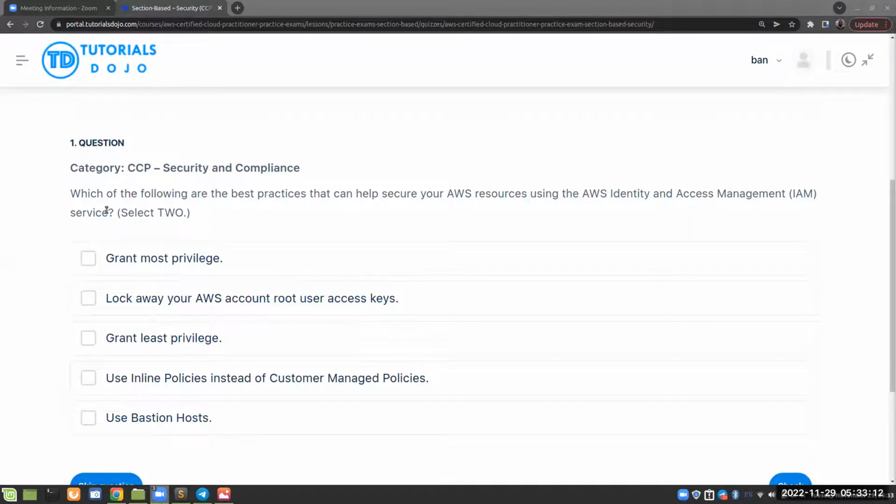So on this question: which of the following are the best practices that can help secure your AWS resources using the AWS Identity and Access Management Service? Select two. As I said, this is for Edwin. So just look at the question and then try. Yeah, I think the two are grant least privilege and use inline policies instead of customer managed policies.